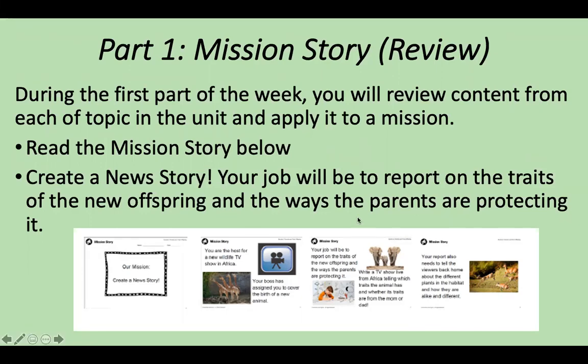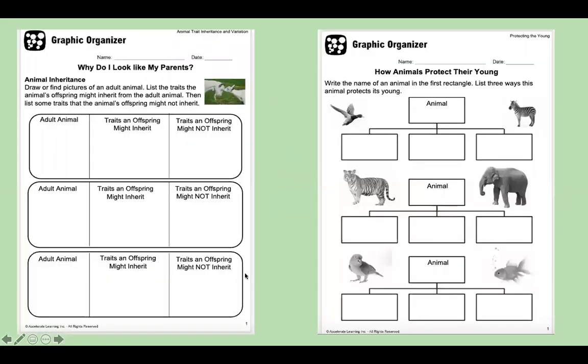In the week 8 packet, you had an example of a mission story. It told you exactly what you had to do. You had to create a news story about an animal that you read about in the story. And then you filled out these graphic organizers. So I think the first one was actually this one, how animals protect their young. And then you did, why do I look like my parents? Talking about animal traits.